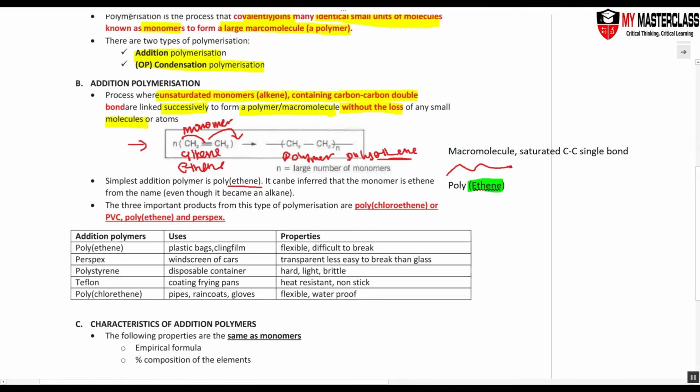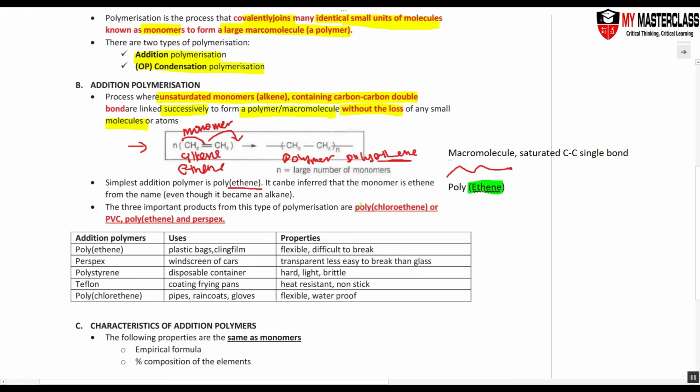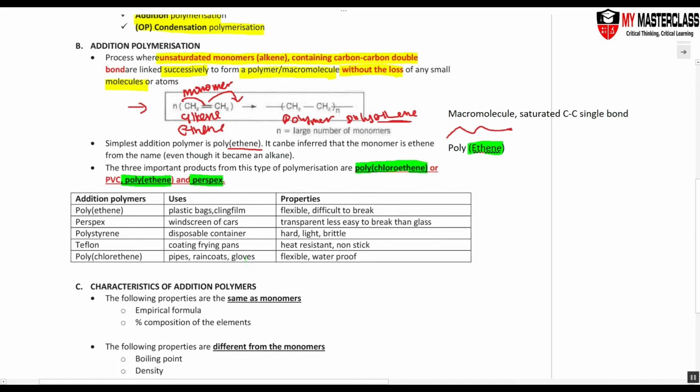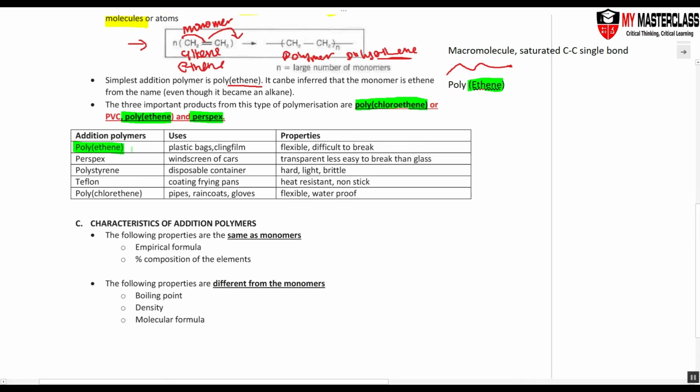Okay, the common products that you are going to learn and have to memorize are chloroethene, polychloroethene, which is PVC, or your polyethene, and Perspex. So polyethene, what's the use? Plastic cling wrap. Perspex, what's the use? Windscreen of cars. Polystyrene, this one is disposable containers. Teflon, this is coating for frying pans. And polychloroethene, this is for rain pipes and clothes. Memory work, there's a chance an MCQ will come up for this.